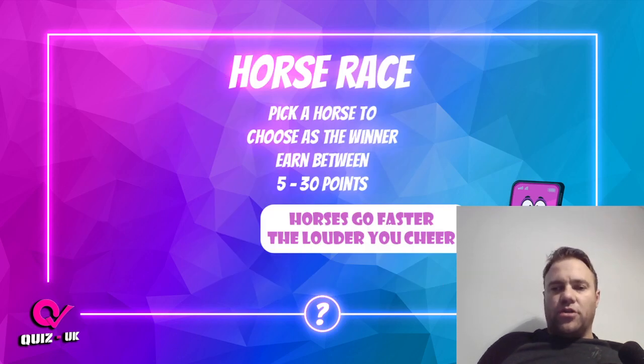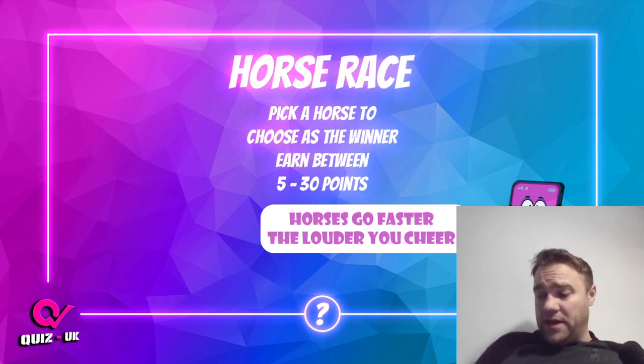Here we go. So your horse race. Choose a horse. Pick a horse to win. If your horse wins, you get 30 points. That's it. That's all you have to do. Okay? We'll not go into showing you that because there isn't really any need. It's so simple and straightforward.